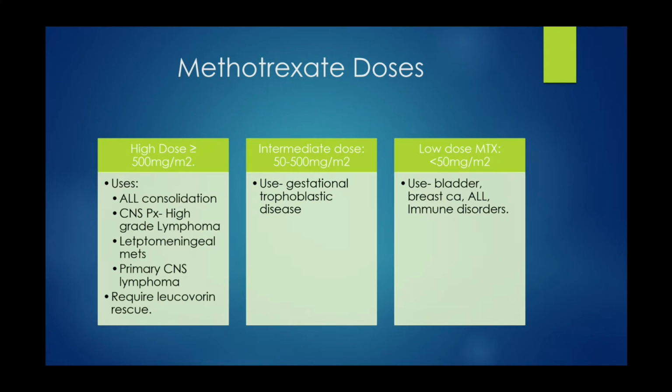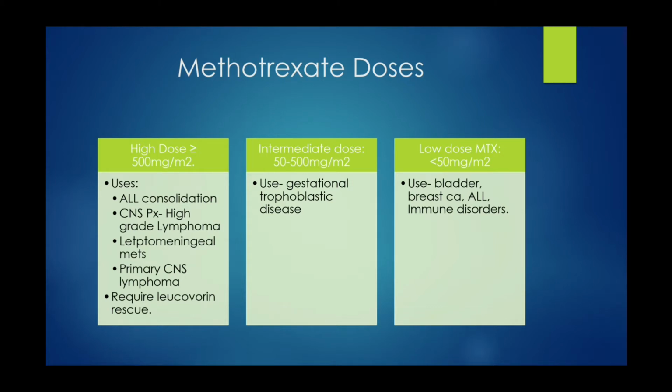Methotrexate is divided into high dose, intermediate dose, and low dose methotrexate. High dose means more than or equal to 500 mg per meter square, and it is used in the treatment of ALL consolidation, CNS prophylaxis of high grade lymphomas, leptomeningeal metastasis, and primary CNS lymphomas. At the end of treatment, they require leucovorin rescue.